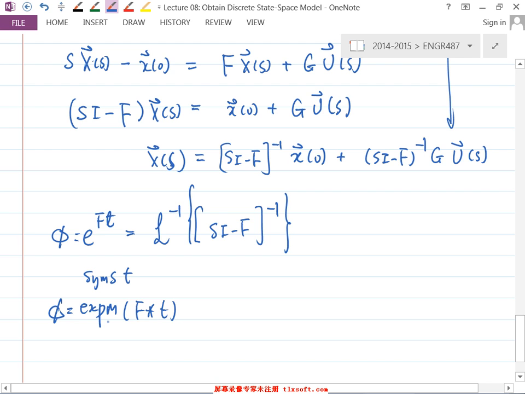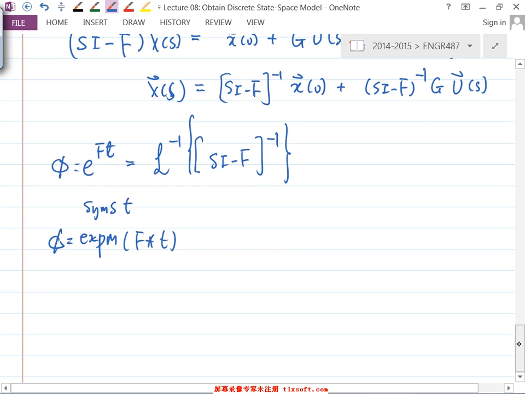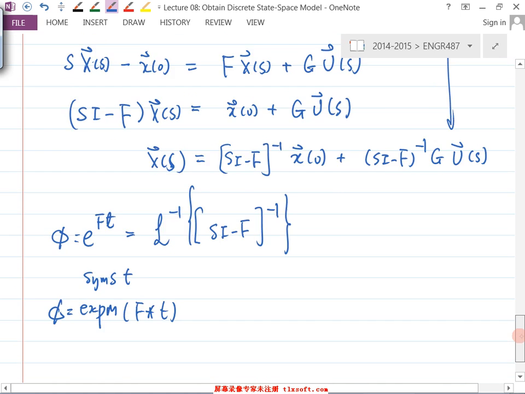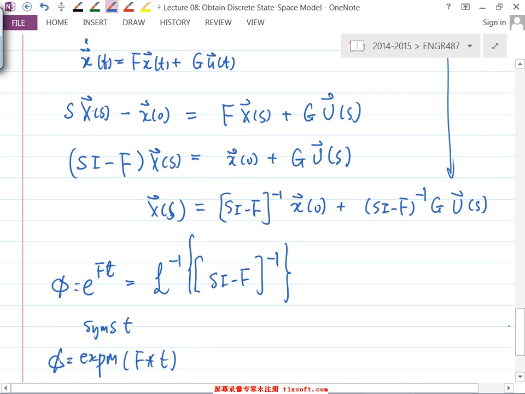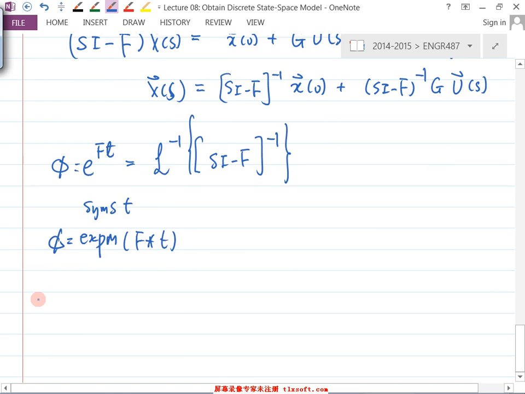Let's move on from here. Before we look at a specific example of how to get from a continuous state model to a discrete state model, let's look at one more short item. The thing I wanted to talk about right now is how do we get the pulse transfer function, PTF, from a discrete state space model.